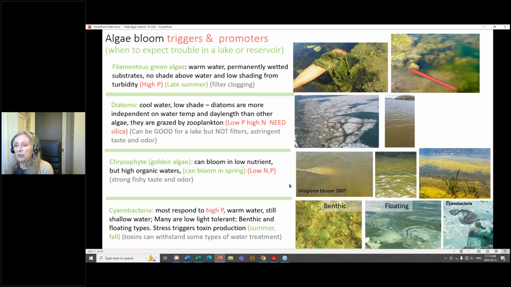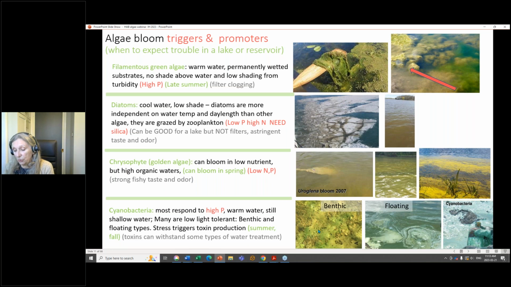Finally, cyanobacteria also respond to high phosphorus, warm water, still and shallow water. Some can be low light tolerant. They can be attached to the bottom or benthic, or they can be floating and suspended. And again, stress triggers toxin production. Late summer and fall are when you're most likely to encounter these. And the toxins can withstand some types of water treatment, but there'll be more on that in a minute.